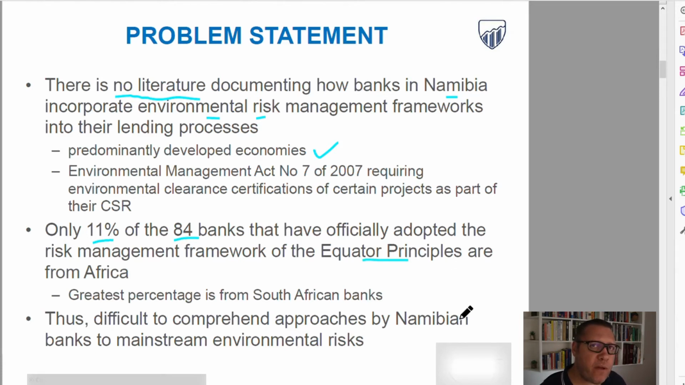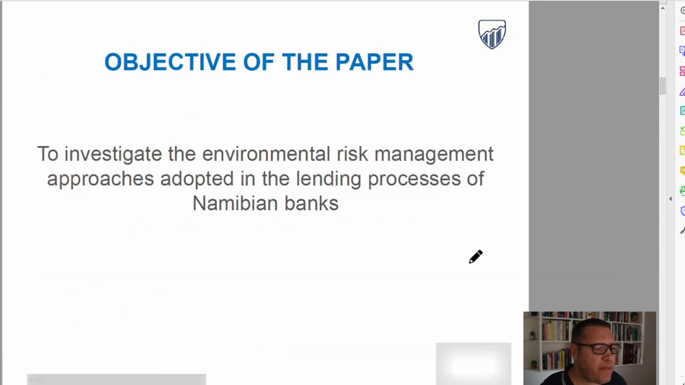11% of them are from Africa. And these are predominantly banks in South Africa as opposed to Namibia. So the problem here is that we cannot comprehend or assess the extent to which these Namibian banks actually abide to environmental risk frameworks. The next slide talks about the objective of the paper.